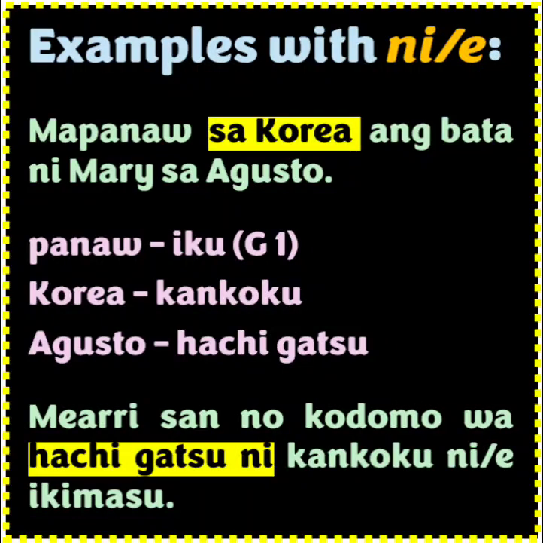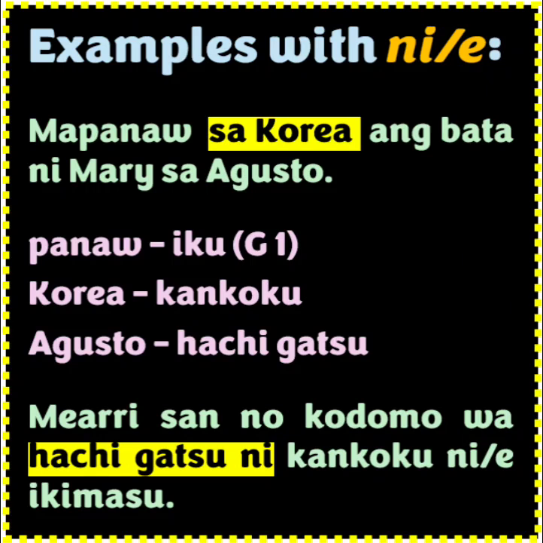Here is another example with a directional verb and a directional marker ni or e. Mapanaw sa Korea ang bata ni Mary sa Agosto. Panaw is iku, and again, it's a group 1 verb. Korea is Kankoku, and Agosto is Hachigatsu. The translation into Japanese is, Mary-san no kodomo wa 8月に韓国に行きます. Or, Mary-san no kodomo wa 8月に韓国へ行きます.